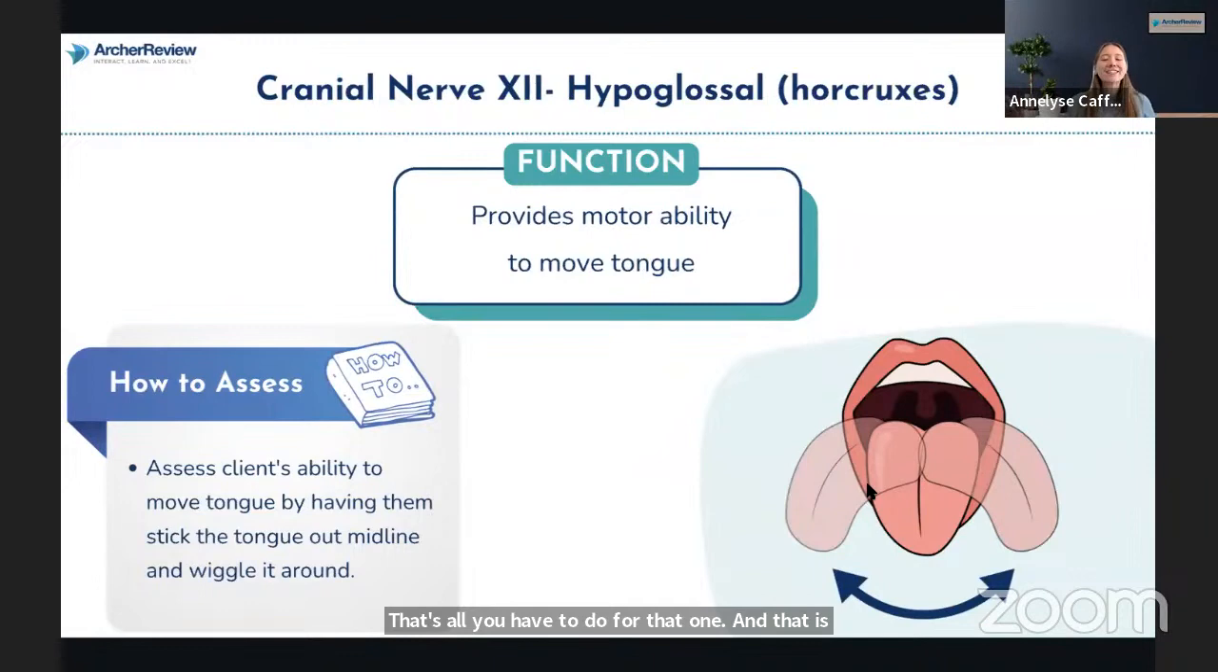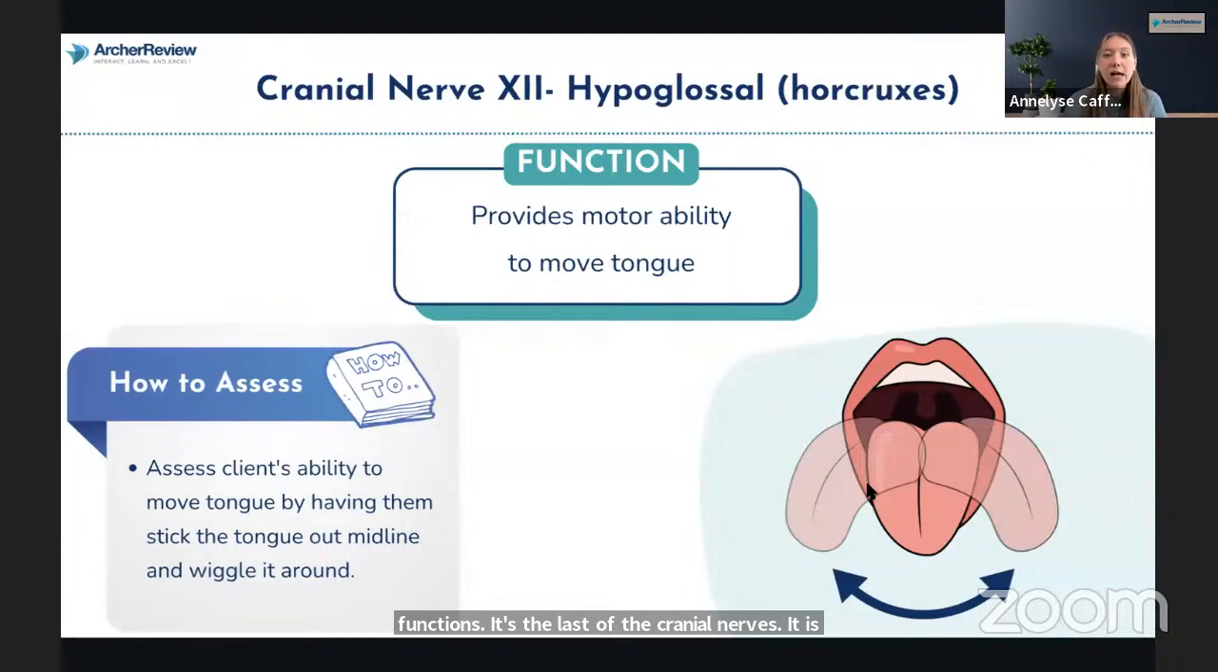We've made it to the last of our cranial nerves, guys, cranial nerve 12, hypoglossal. This one is another fun one to test, like cranial nerve 7 for me, because it's the last of the motor functions. It's the last of the cranial nerves. It is in charge of the motor ability of the tongue.